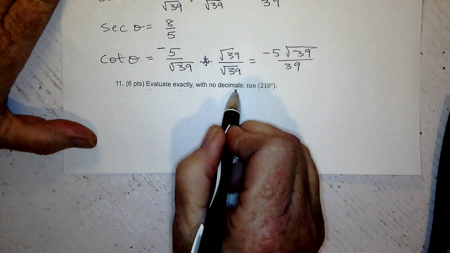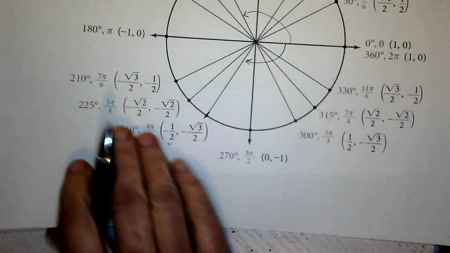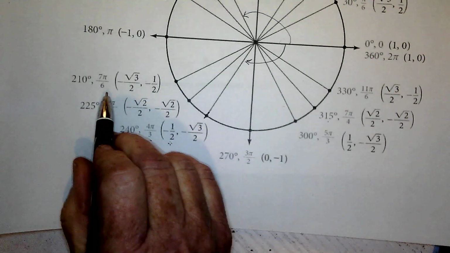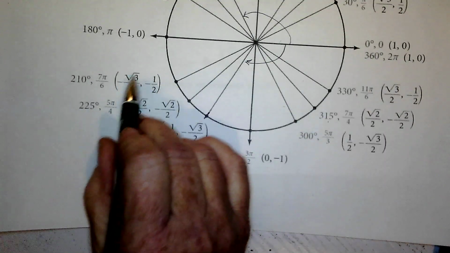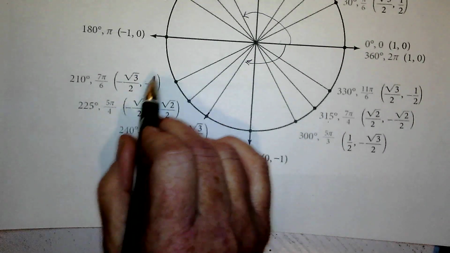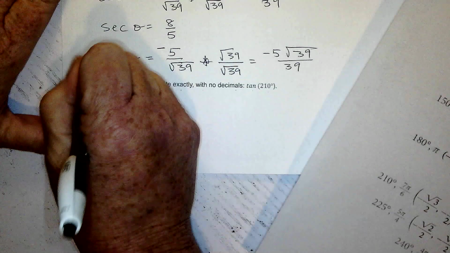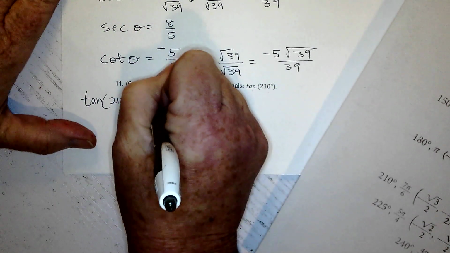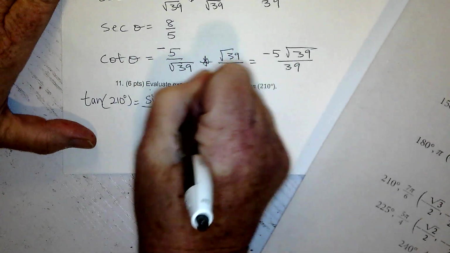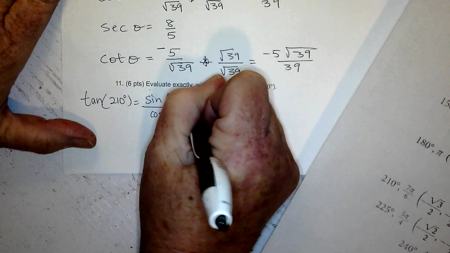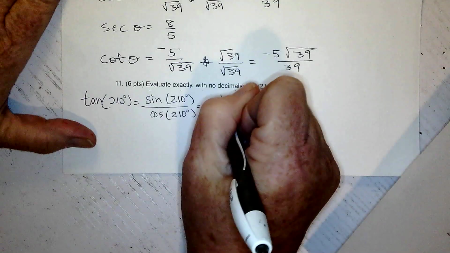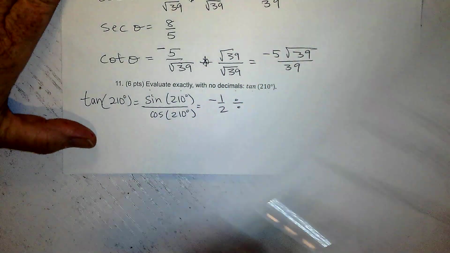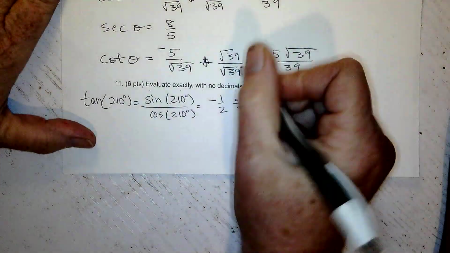Evaluate exactly with no decimals, tangent of 210 degrees. All right, so I have to look at 210 degrees. My cosine is negative square root of 3 over 2, and my sine is negative 1/2. So I'm going to start with tangent of 210 degrees. That's equal to sine of 210 degrees over cosine 210 degrees. Sine, as I just said, is negative 1/2 divided by cosine, which is negative square root of 3 over 2.